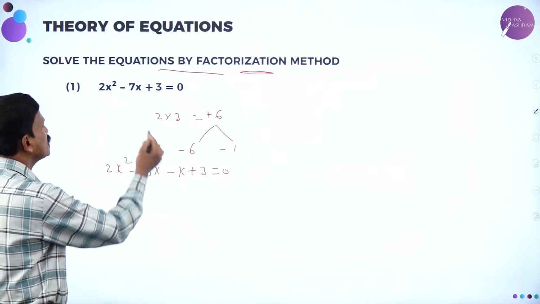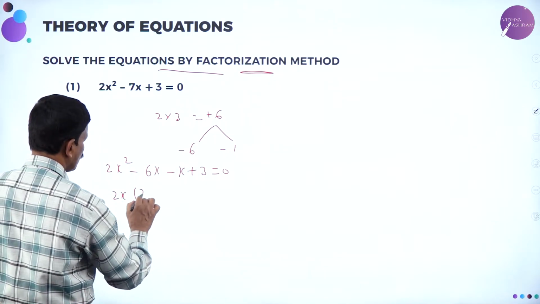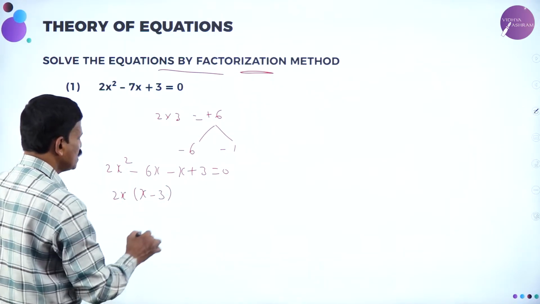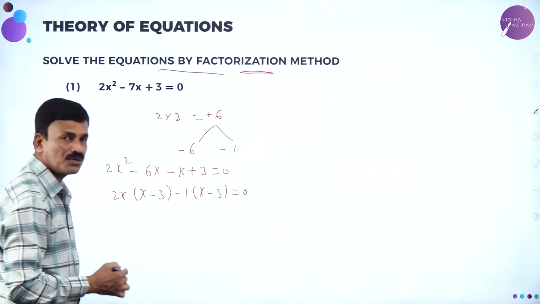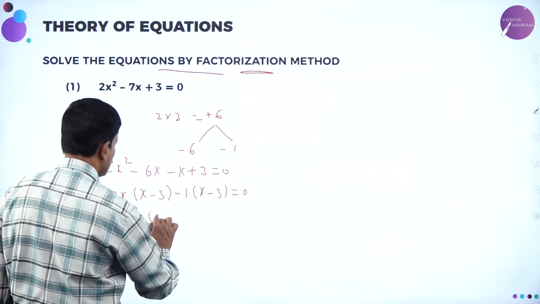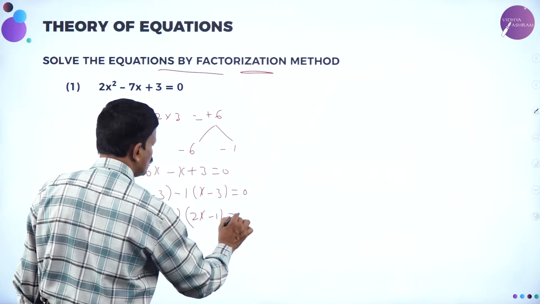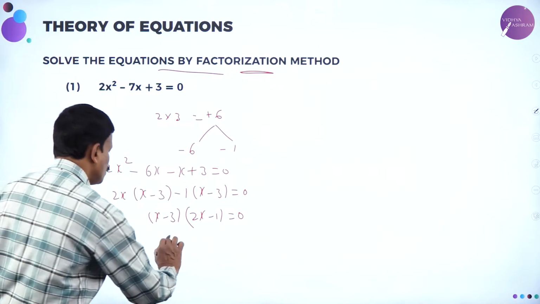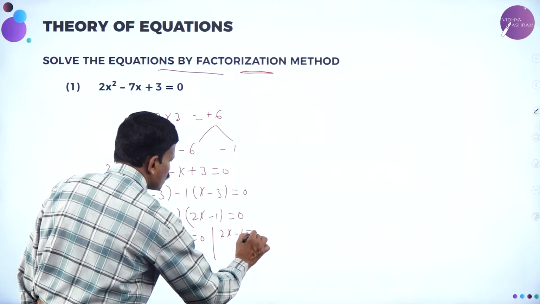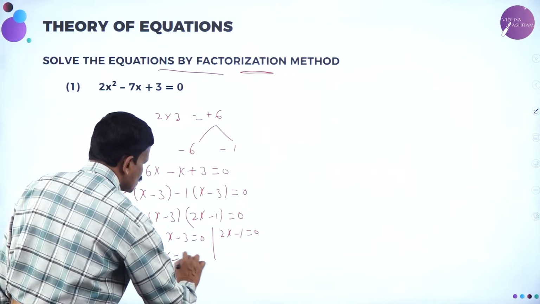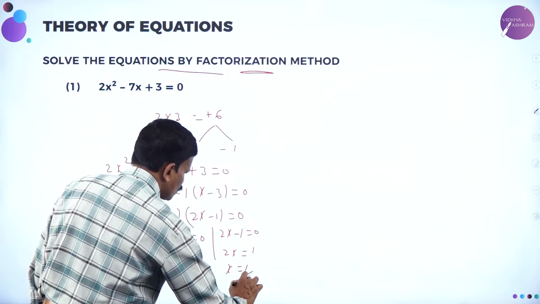Minus 6x minus x is minus 7x. Okay, you can take 2x common factor, x minus 3, here minus 1 common factor, x minus 3 is equal to 0. In these two, what is the common factor? x minus 3 is the common factor, and the term outside the bracket is 2x minus 1 is equal to 0. Now x minus 3 is equal to 0 or 2x minus 1 is equal to 0, x is equal to 3 or 2x is equal to 1, or x is equal to 1 by 2.